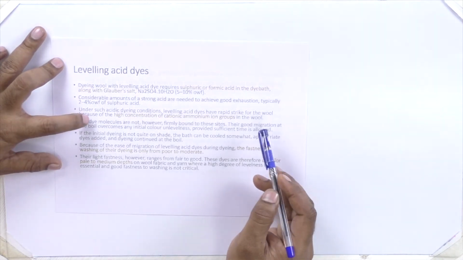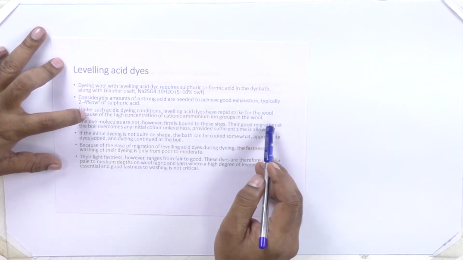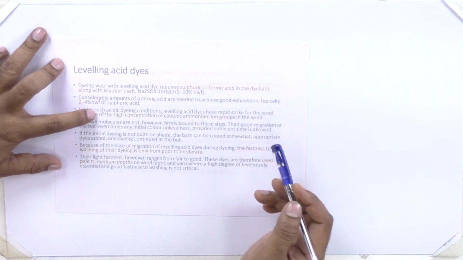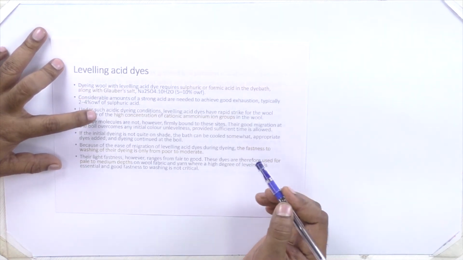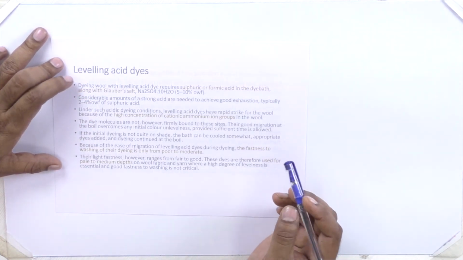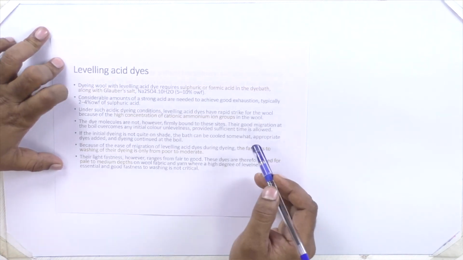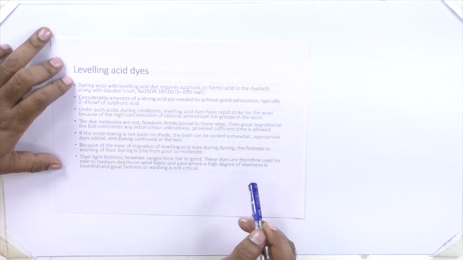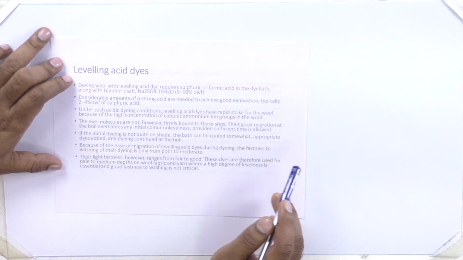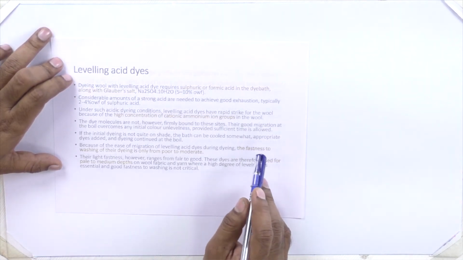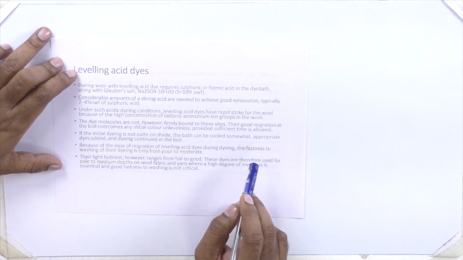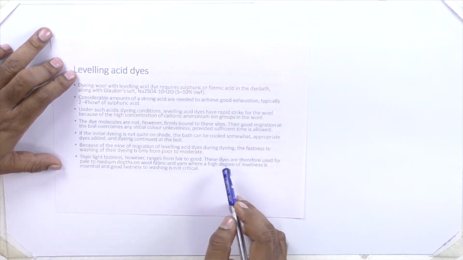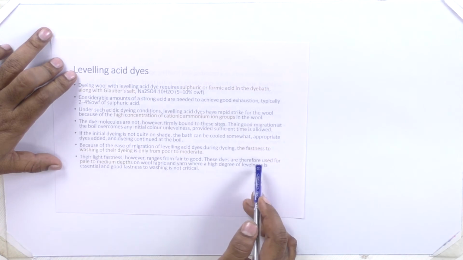So this is overcome by good migration properties of dyes and temperature. At higher temperature, the migration properties of leveling acid dyes is very good. So you will get level dyeing, and the leveling acid dyes' fastness to washing is poor to moderate. The wash fastness properties of leveling acid dyes are very poor. Light fastness is somewhat good, fair to good.